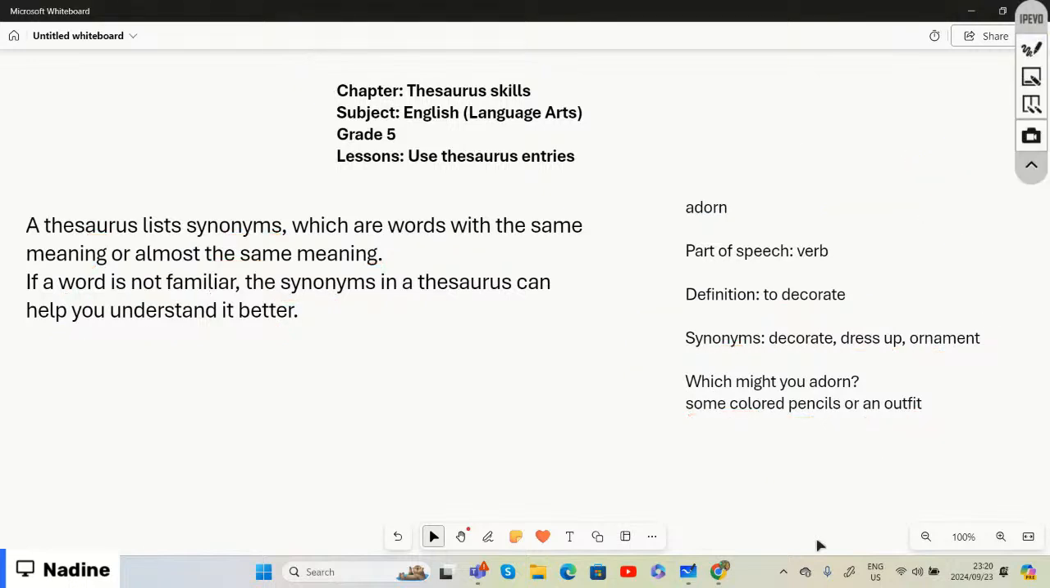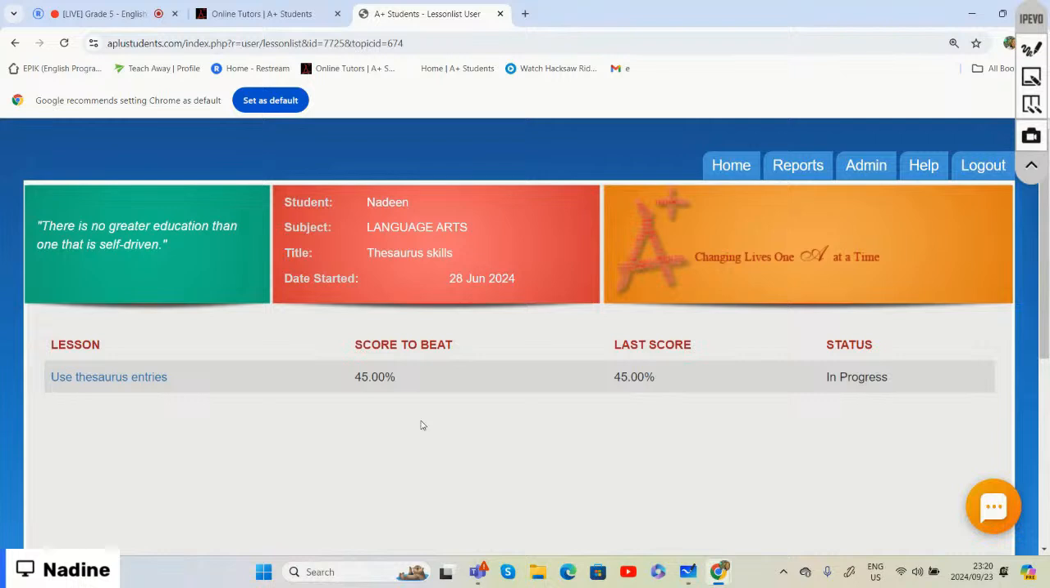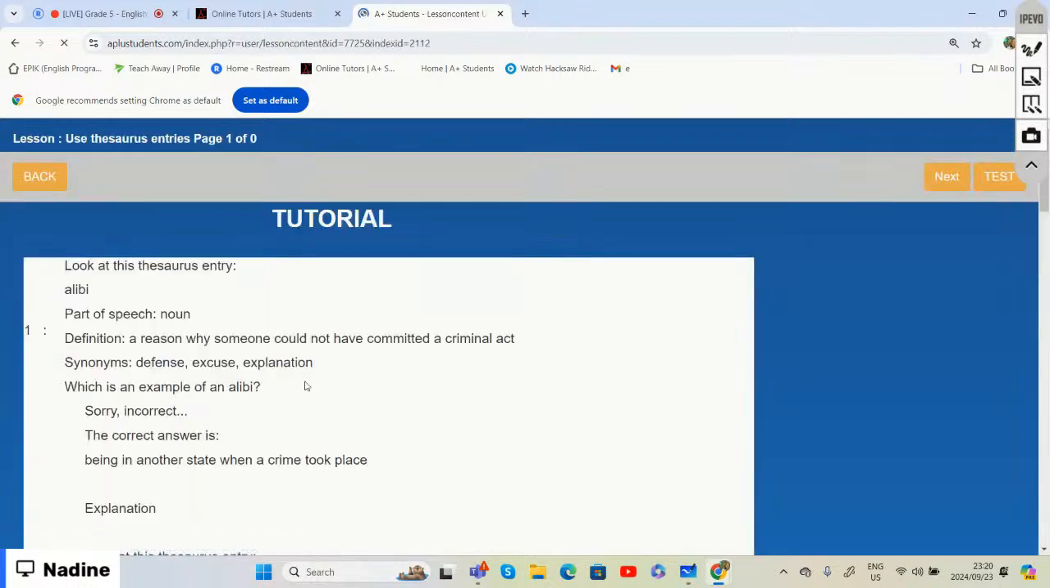All right. So now we're going to aplusstudents.ca and we're going to the lesson where we're going to use thesaurus skills.